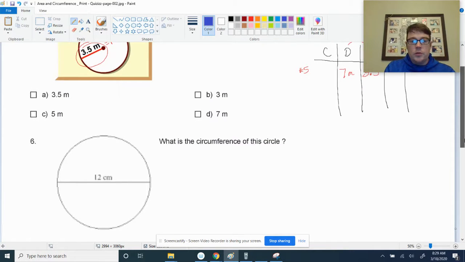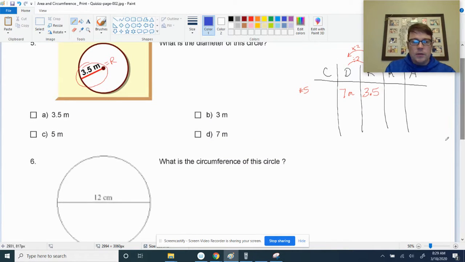Number 6 wants to know the circumference, and it looks like they're giving you the distance all the way across, which we know to be the diameter. So you got 12 centimeters here for diameter. And remember, the relationship between diameter is that it would take 3.14 of these blue lines that I'm highlighting here to go all the way around.